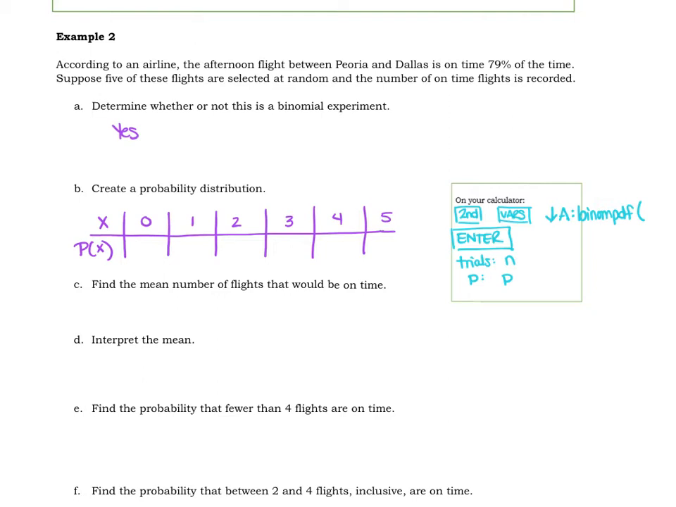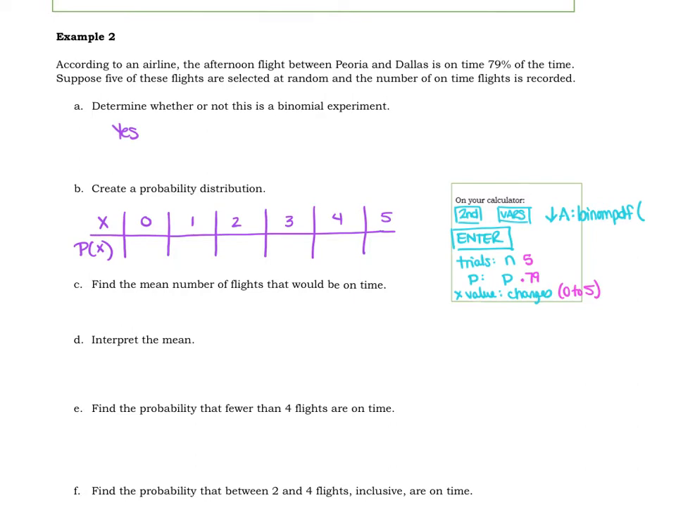So I'm going to use a different color here. N here is 5. P here is 0.79, the probability you have an on-time flight. And then it says X value. Okay, X value is going to be changing. Again, here it's going to change from 0 to 5 because those are the X values we're looking for. No flight is on time, 1 flight, 2 flights, 3 flights, etc.